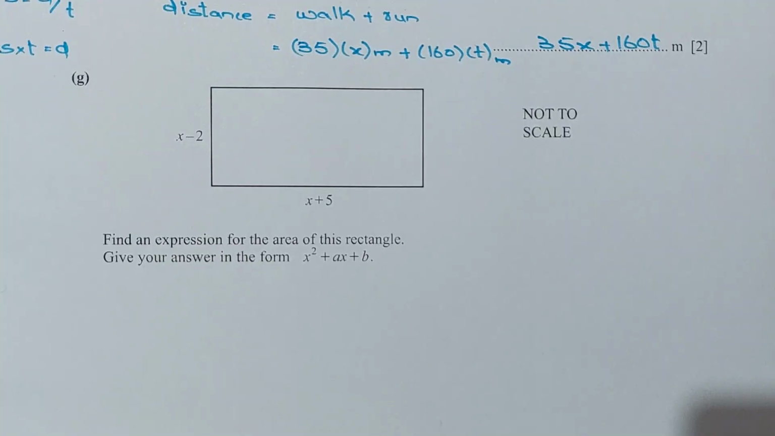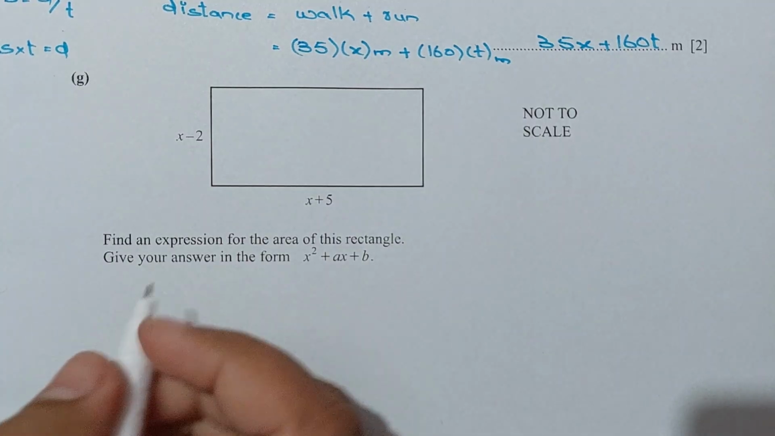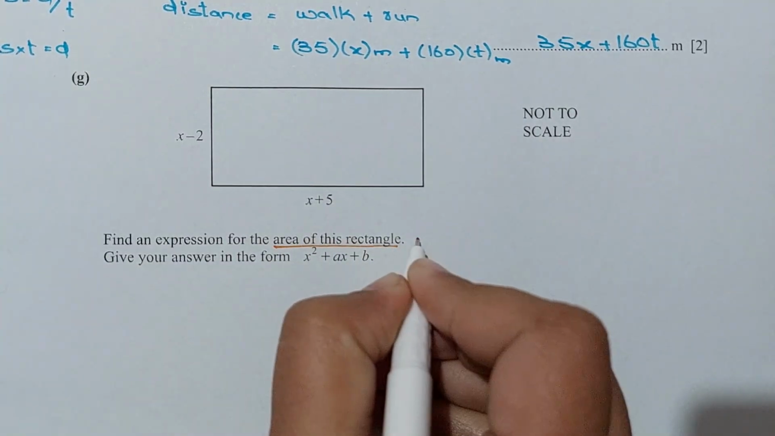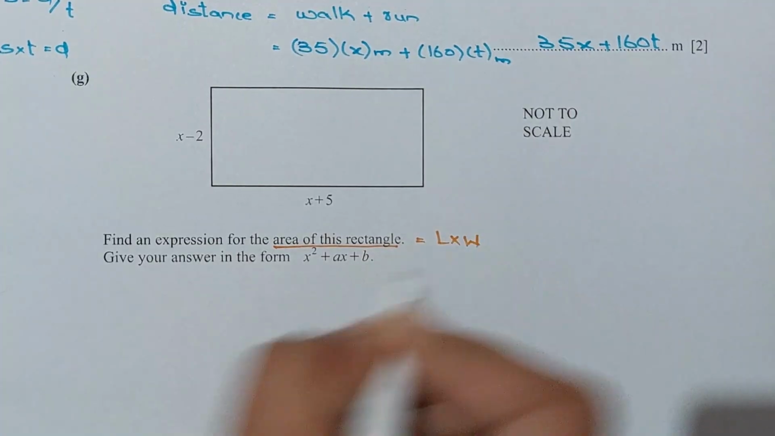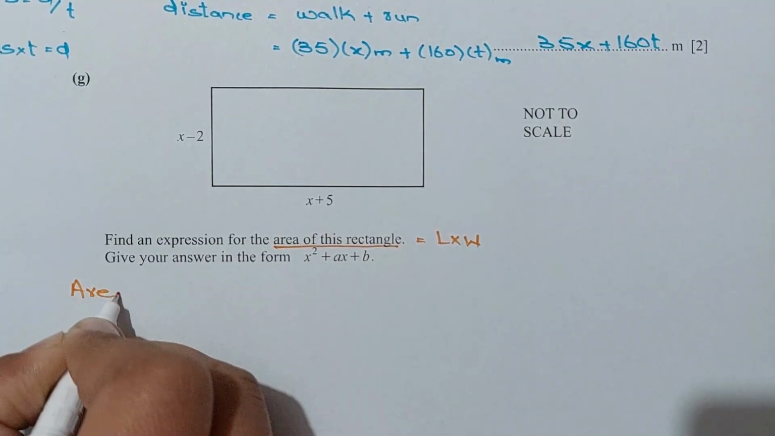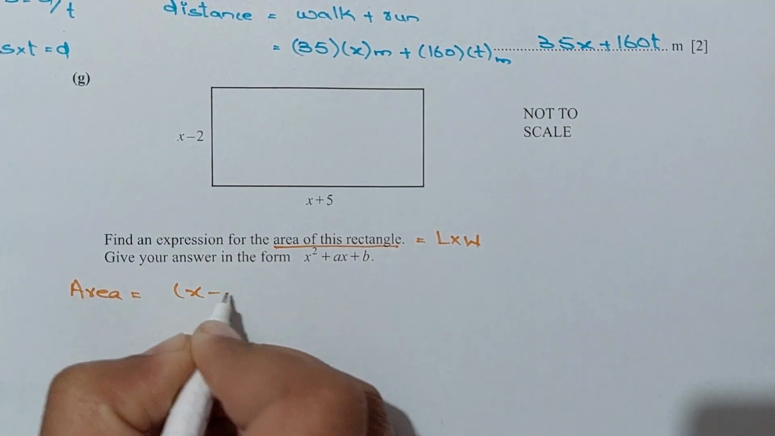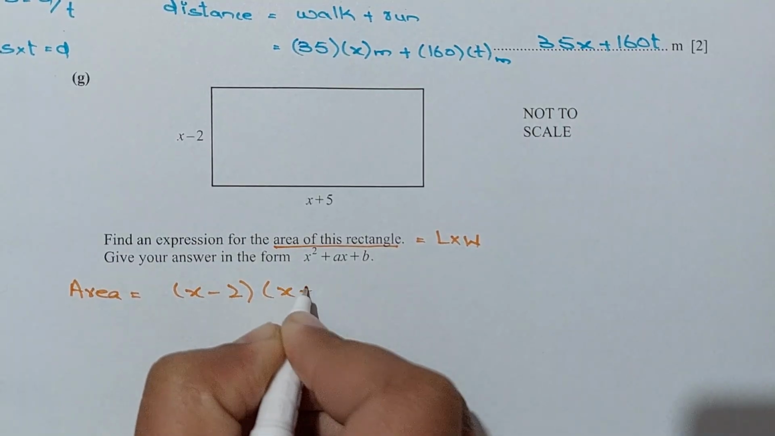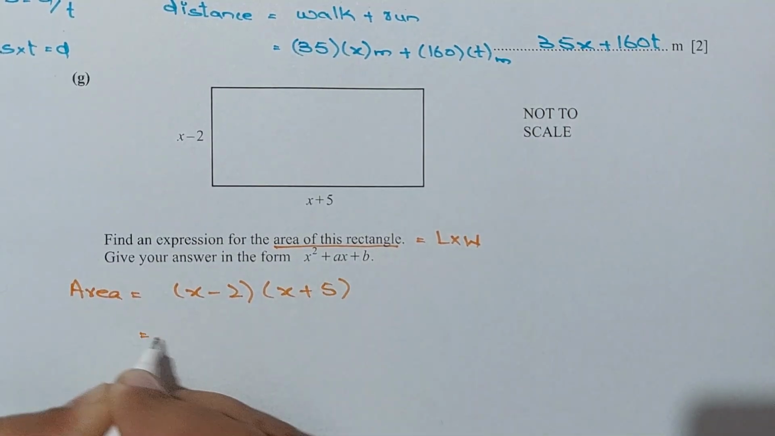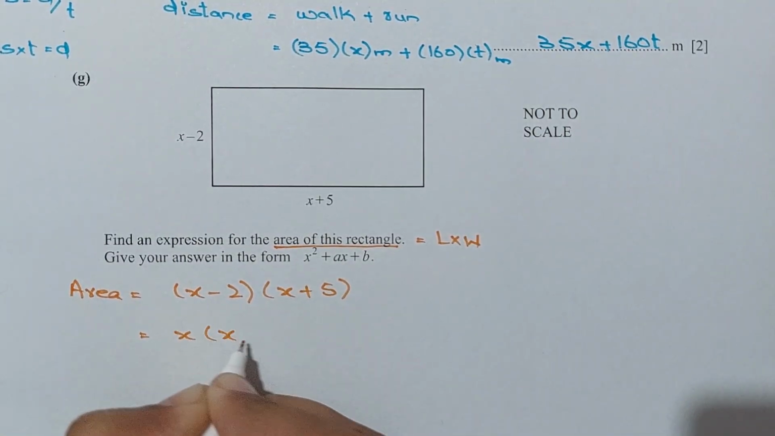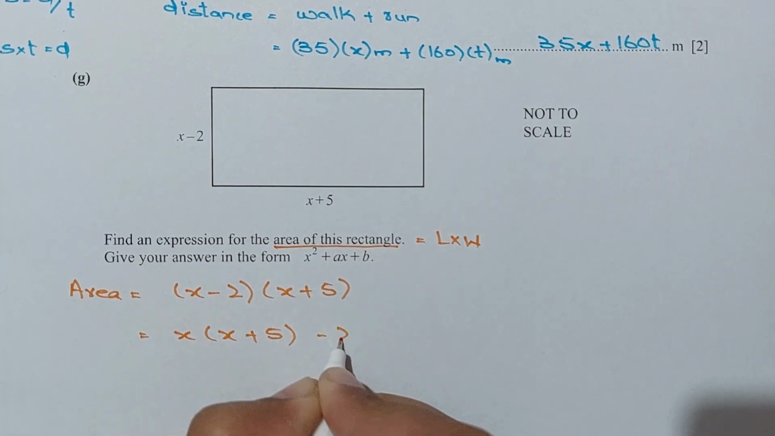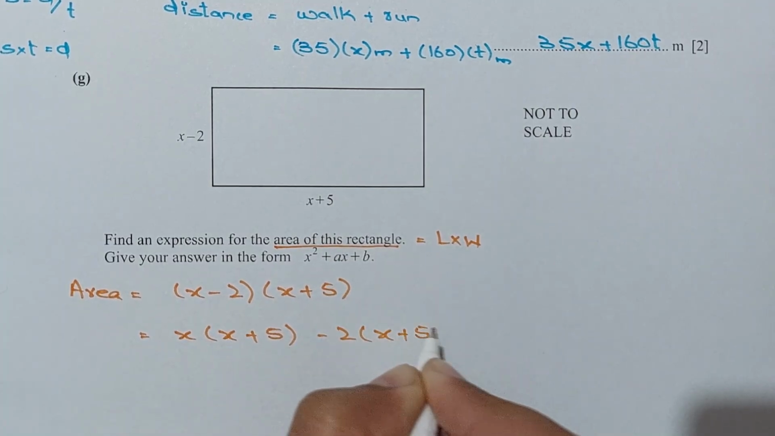Now for part G, find an expression for the area of the rectangle. Give your answer in the form of x squared plus ax plus b. All right, so the area of a rectangle. The formula is length times width. So the area: the length is x minus 2 and the width is x plus 5. So we split it: x with x plus 5, and minus 2 with x plus 5.